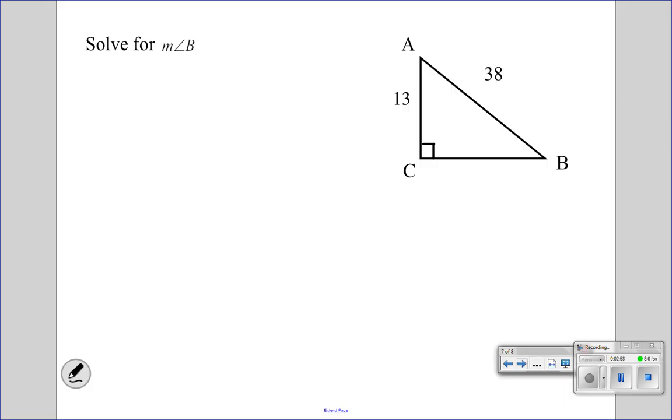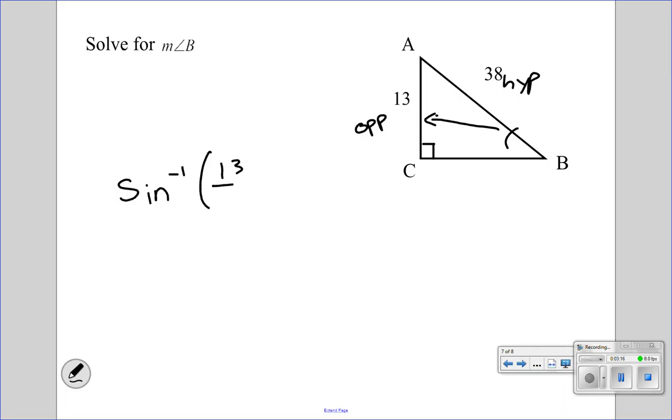And for this last one, we're looking for the measure of angle B. We're going to label our triangle. This is opposite. 38 is our hypotenuse. Opposite and hypotenuse is sine, so we're going to use the inverse sine of 13 over 38. The inverse sine of 13 over 38 is 20 degrees.